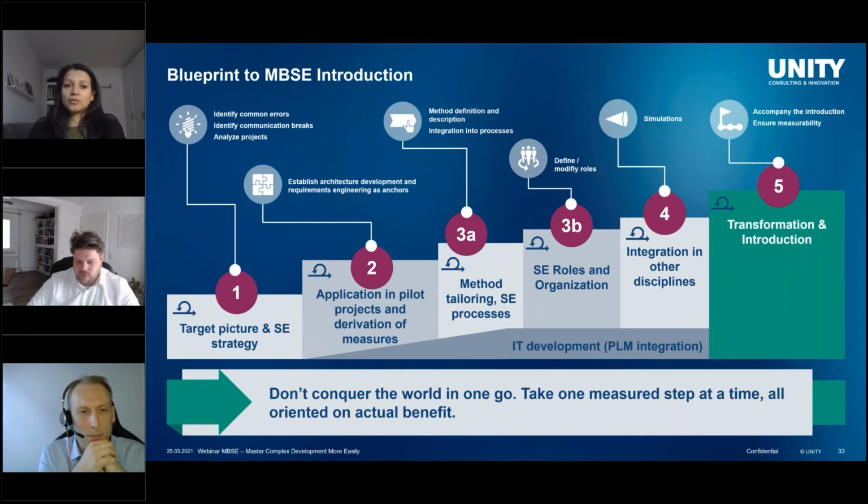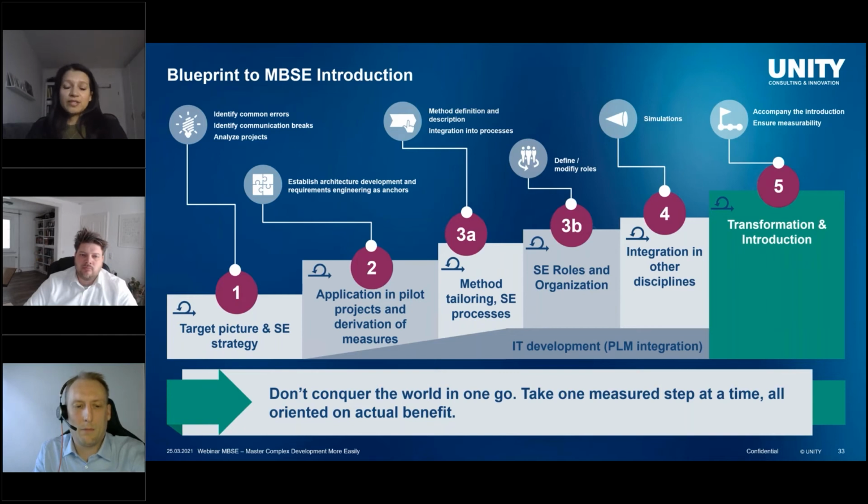Then secondly, apply those learnings from the first phase, when you're clear where to head, in pilot projects and derive measures from that. And usually what is really recommendable for applying MBSE in reality is to establish the architecture. Start with the architecture development and the requirements engineering. Use that as a starting point before you start scaling and implementing MBSE across the entire company.